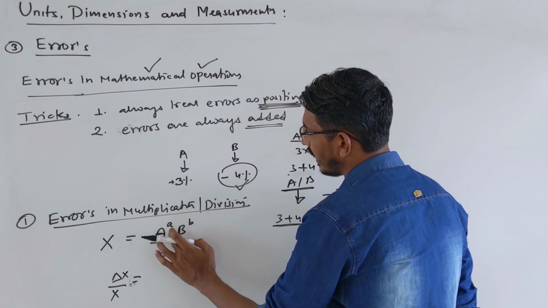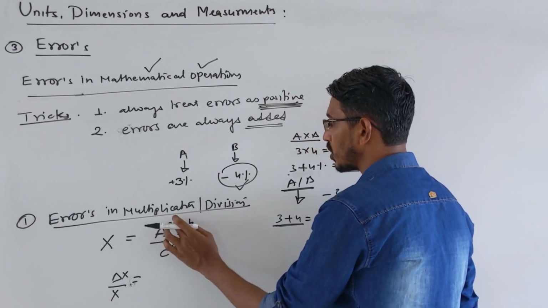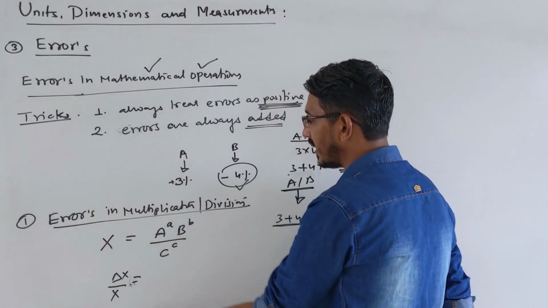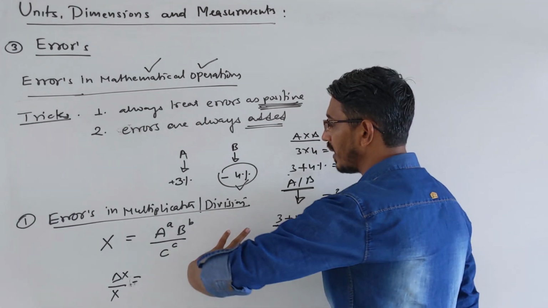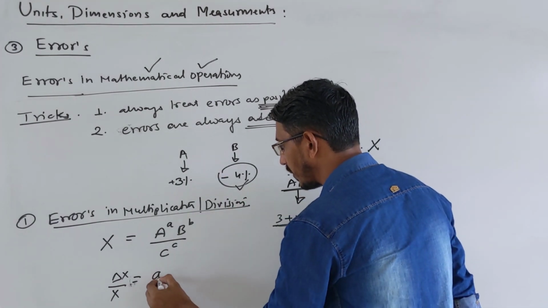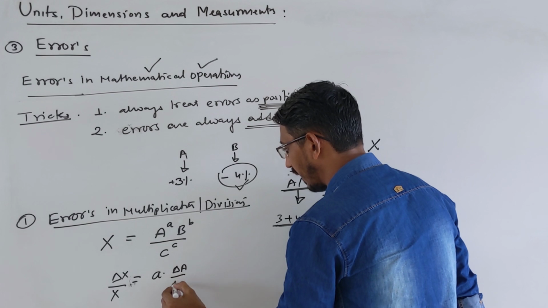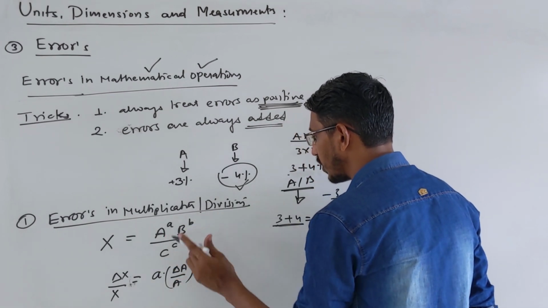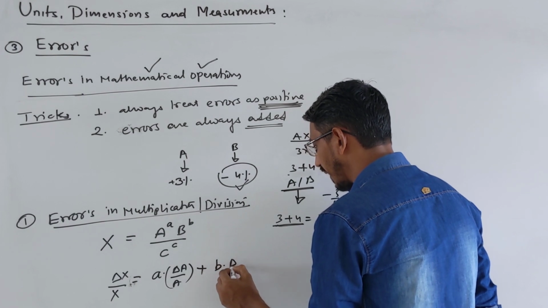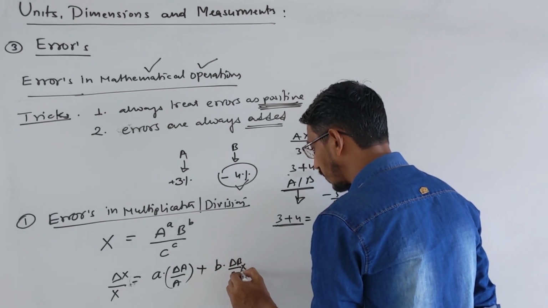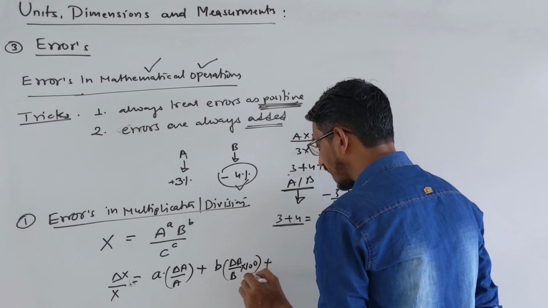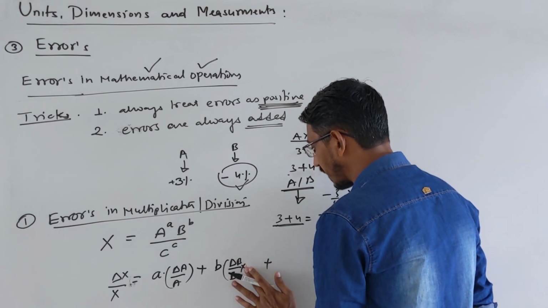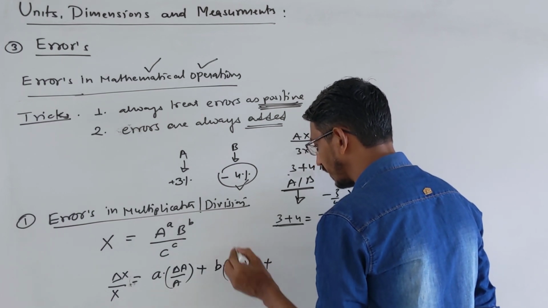Then if a power is there on some quantity, like here the power a on small a, the power is multiplied into that quantity's error. So a into del a by a. Then these two things are multiplied. Again the power is b, so b comes in front, del b by b into 100. This is okay. First I am writing the relative one only, so this much I should write.